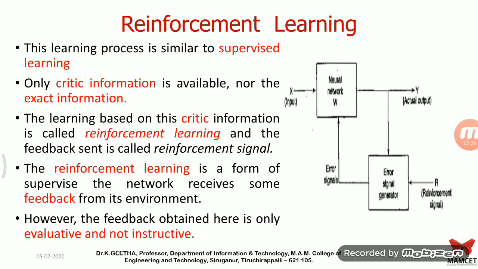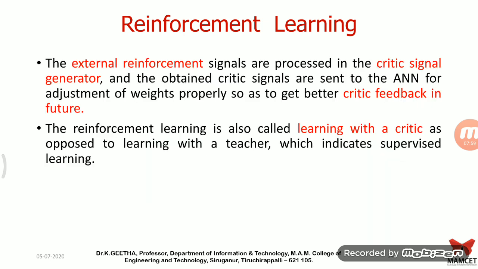Reinforcement learning. This learning process is similar to supervised learning. Here only critic information is available, not the exact information. The learning based on the critic information is called reinforcement learning, and the feedback sent is called the reinforcement signal. Reinforcement learning is a form of supervised learning. The network receives some feedback from its environment. However, the feedback obtained here is only evaluative and not instructive.